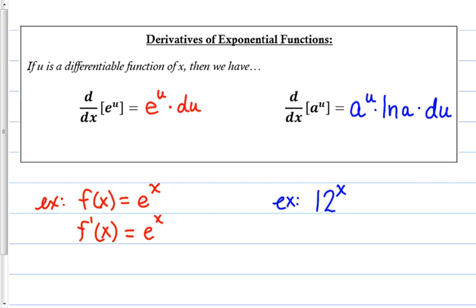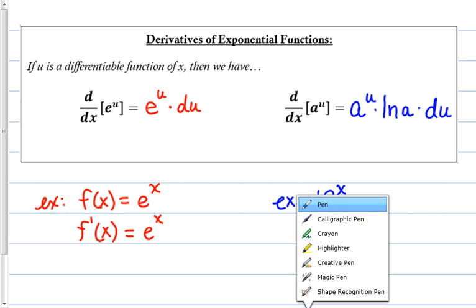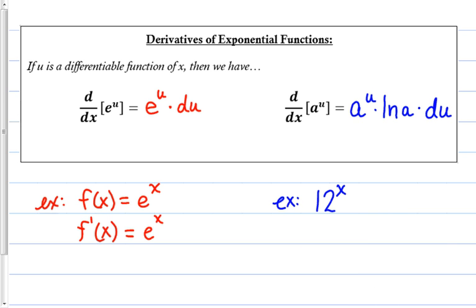So now if you really look at these, they are very similar. The only difference is the natural log. Actually, let me highlight the stuff that they have the same. So e to the u and du, here's a to the u, and here's du. So the only thing that's really different is the natural log.